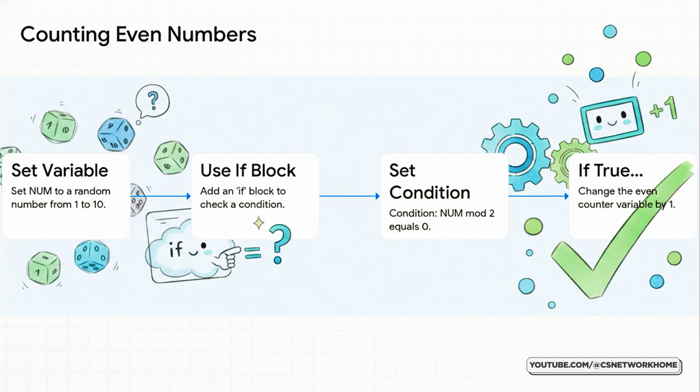Let's check out a slightly more advanced example. Say we want to count even numbers. First, the program grabs a random number and stores it in a variable called num. Then, it uses an if block to check a condition. And what's the condition? It's asking, is this number even? If the answer is yes, if it's true, then another variable, our even counter, goes up by 1.